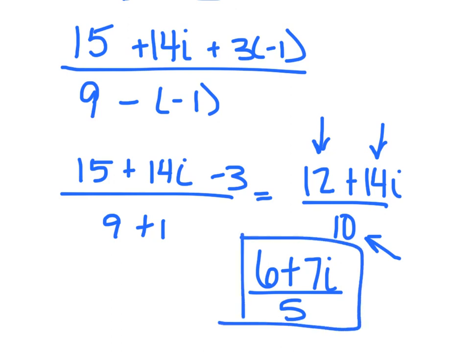Alright, so those are level 4s. If you can get to this step, the step beforehand, I'd be happy. Okay, I'd give you credit for that. So multiply by the conjugate, FOIL everything out, fully simplify, and be left with no i's in the denominator.